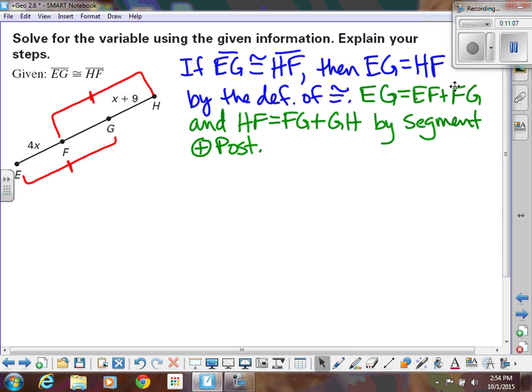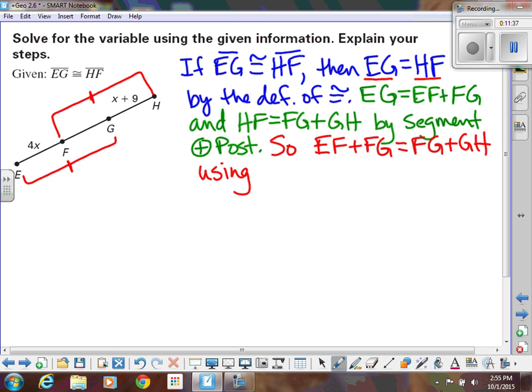So from there, what can we say? Well, we can substitute. I'm going to replace EG and HF with their equivalencies. So instead of EG, I'm going to write EF plus FG is equal to, and then instead of HF, I'm going to write FG plus GH. And I know that by using substitution.